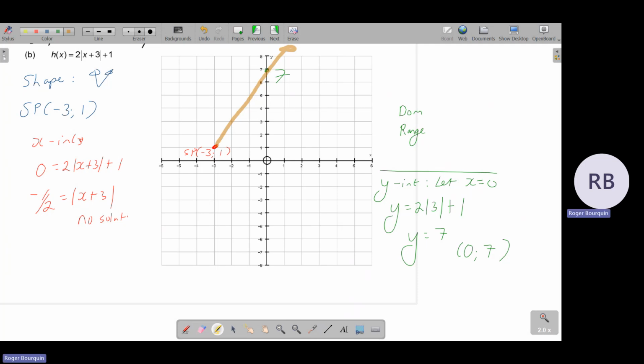Ziad, what's going to be the point on this function which is symmetrical to the y-intercept (0, 7)? (-6, 7). Yeah, top of the game. Right, (-6, 7).